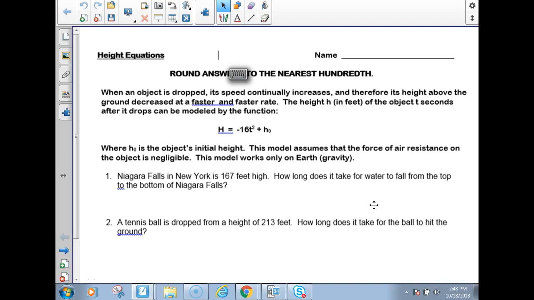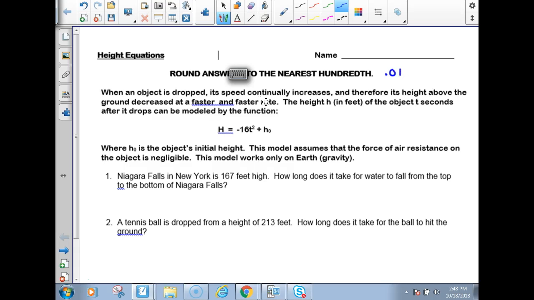All right, so we're doing height problem equations, or we call them throw-up problems because we're going to throw balls or drop them, or objects. Could be a person, too. All right, rounding answers to the nearest hundredth is to two decimal places, to the nearest 0.01.